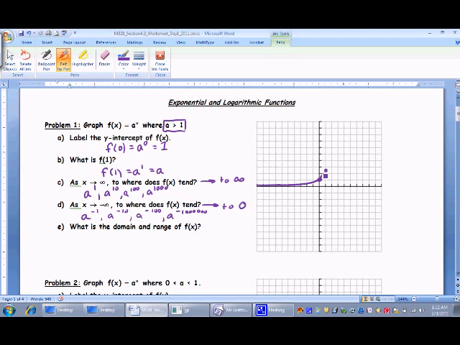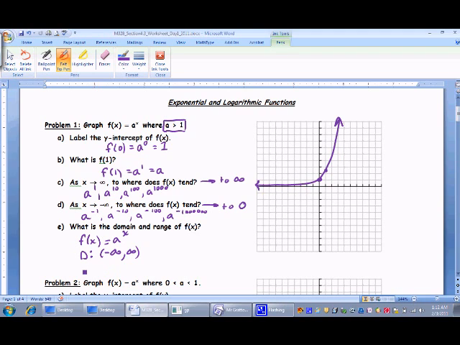Then our function starts to grow very, very quickly and heads off to infinity. Now, what is the domain and range of f of x? That's something we talked about yesterday, but the domain of f of x equals a to the x is going to be all real numbers, from negative infinity to infinity. I can pick any value I want for x and input it into the function f of x equals a to the x, and I'll get an output from that.